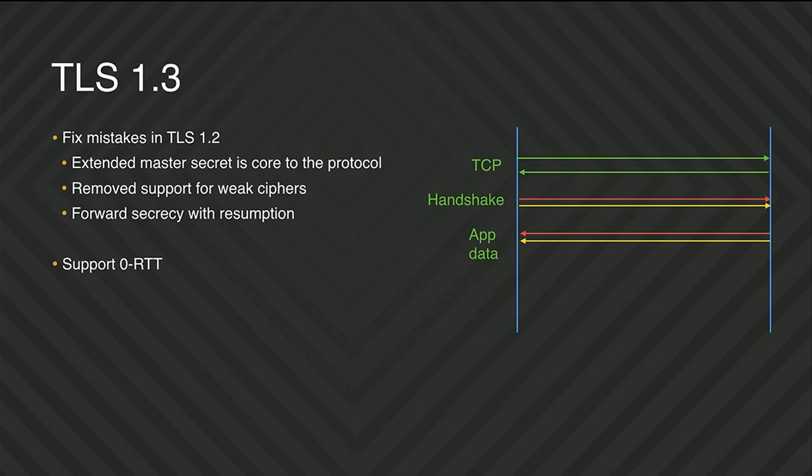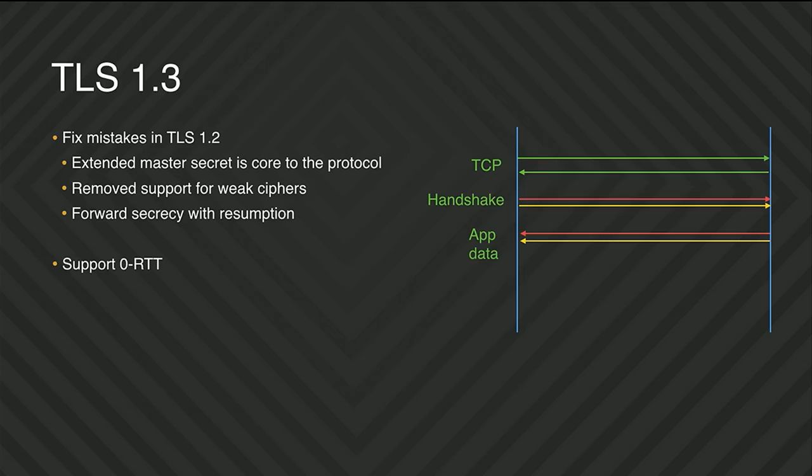One of the attacks on TLS 1.2 was this thing called triple handshake. It was band-aided over by a feature called extended master secret. However, in TLS 1.3, extended master secret is actually a core feature of the protocol. You don't need this additional negotiation extension for it.